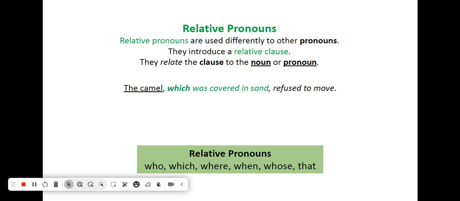The camel which was covered in sand refused to move. The camel, we can replace it by which. And which is our relative pronoun, and which was covered in sand is our relative clause. It bared its teeth which were yellow and crooked. Its teeth, it can be replaced by which as a relative pronoun, and which were yellow and crooked is our relative clause.